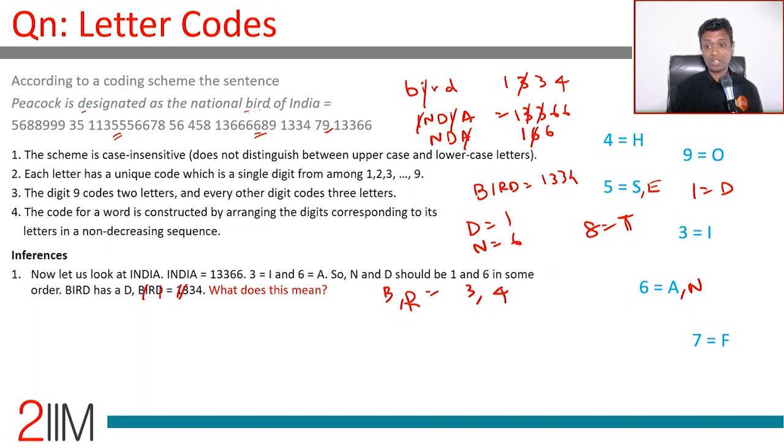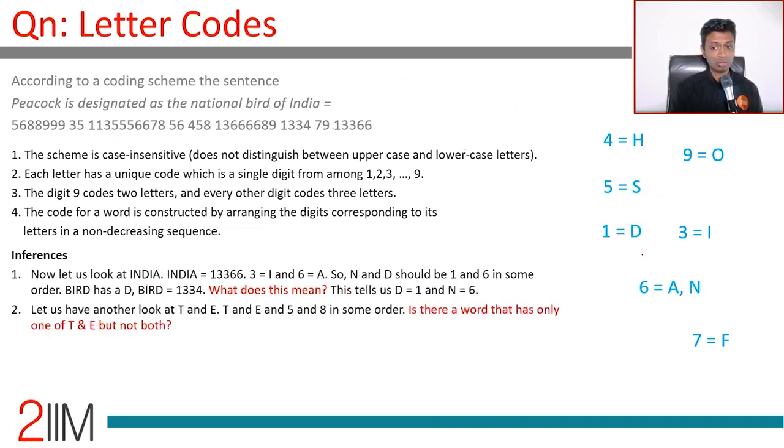We've made inferences about H, S, E, T, D, O, I, A and N, both are 6, F is 7. Now we've already made inferences about T and E, because of T, H, E. There's no H here, H is 4, T and E are 5 and 8. Designated has 2 E's, only 1 8. So T is 8 and E is 5.